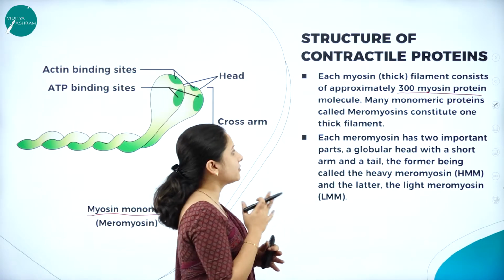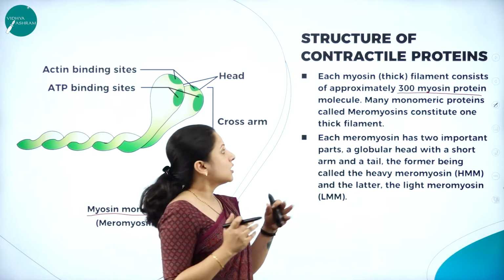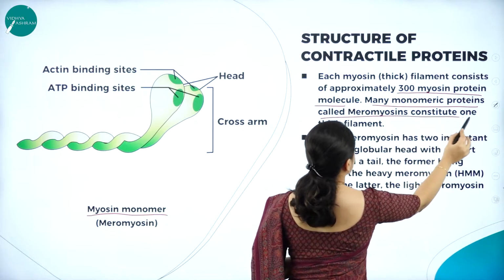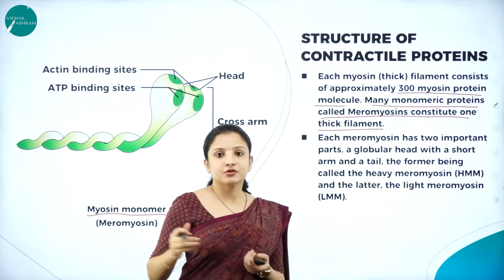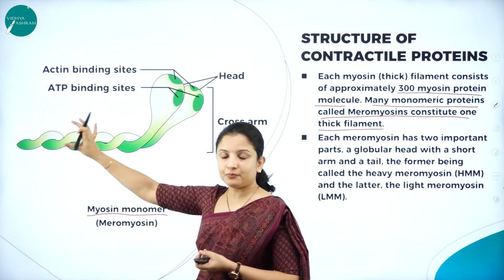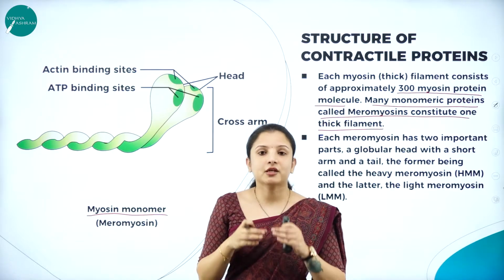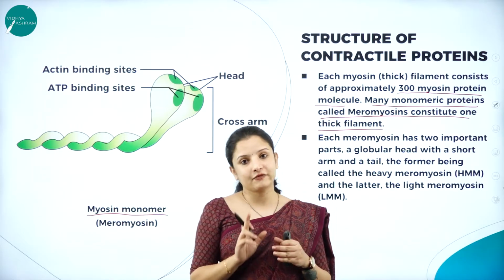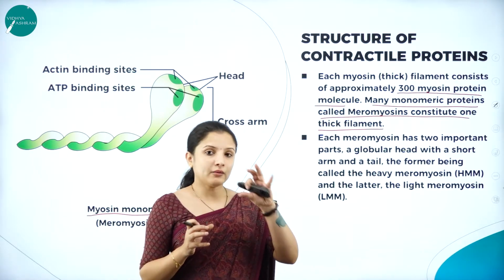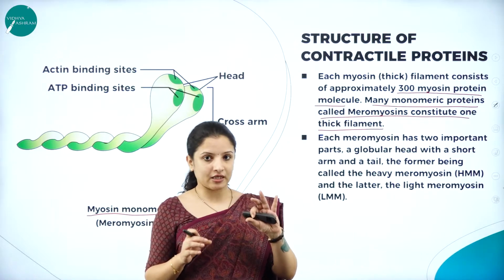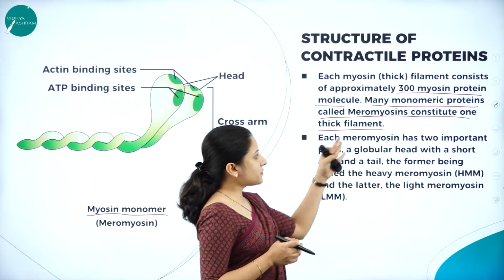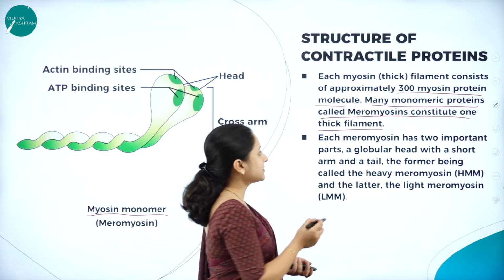There are 300 monomers of myosin protein molecules, and many monomeric proteins called meromyosin constitute one thick filament. So many monomers of the myosin protein join together to form one thick filament of the muscle fiber, and it is called the meromyosin. Now, one monomer is called the myosin protein, and chains of myosin protein are called meromyosin. Each meromyosin has two important parts.